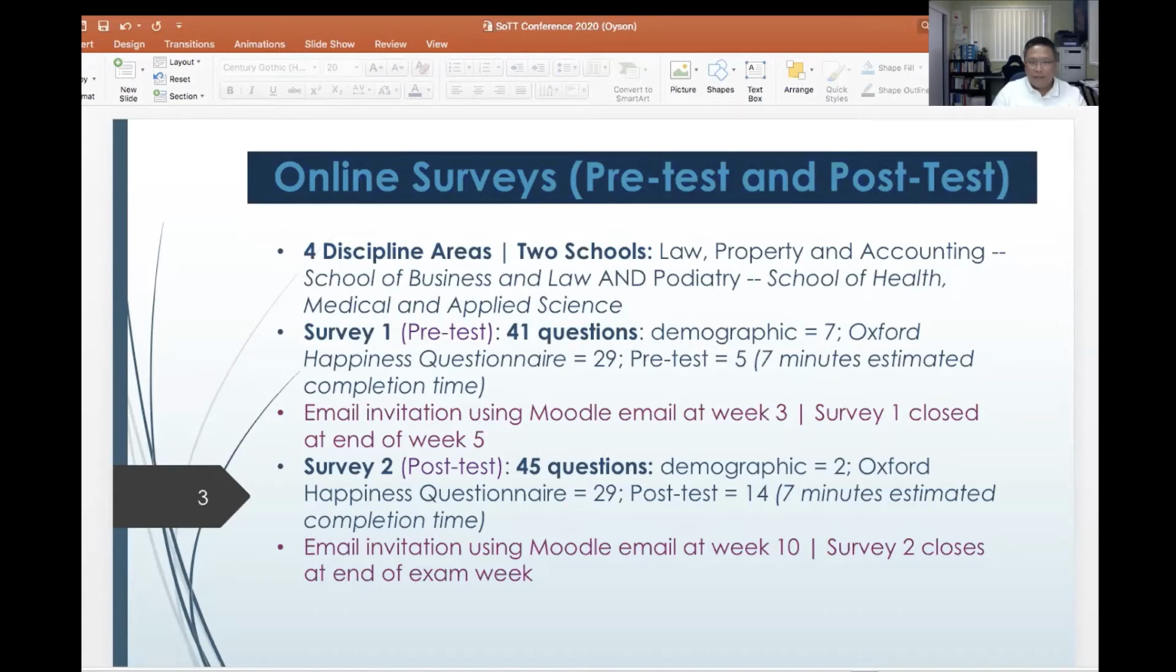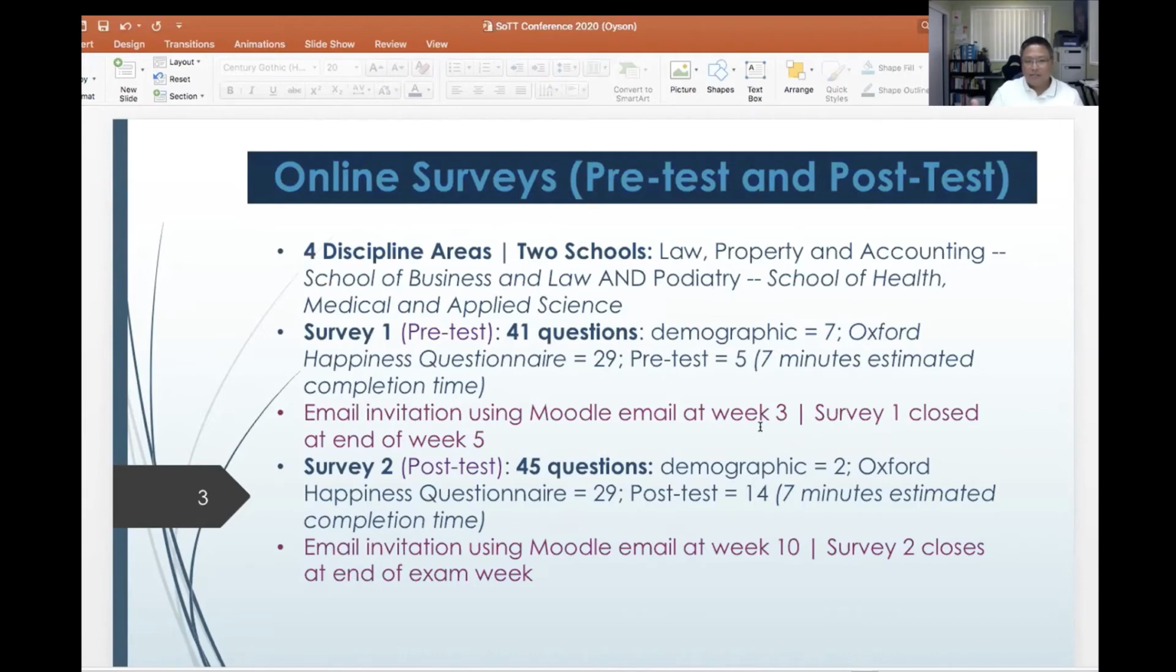The first survey, the pretest, had 41 questions. The bulk of the questions involved using the Oxford Happiness Questionnaire. There were 29 questions in the pretest, and then there is the question about whether they felt they were going to complete the unit and so on. The estimated completion time would usually be 7 minutes according to SurveyMonkey. We sent out the invitation emails at week 3, and the survey closed at the end of week 5.